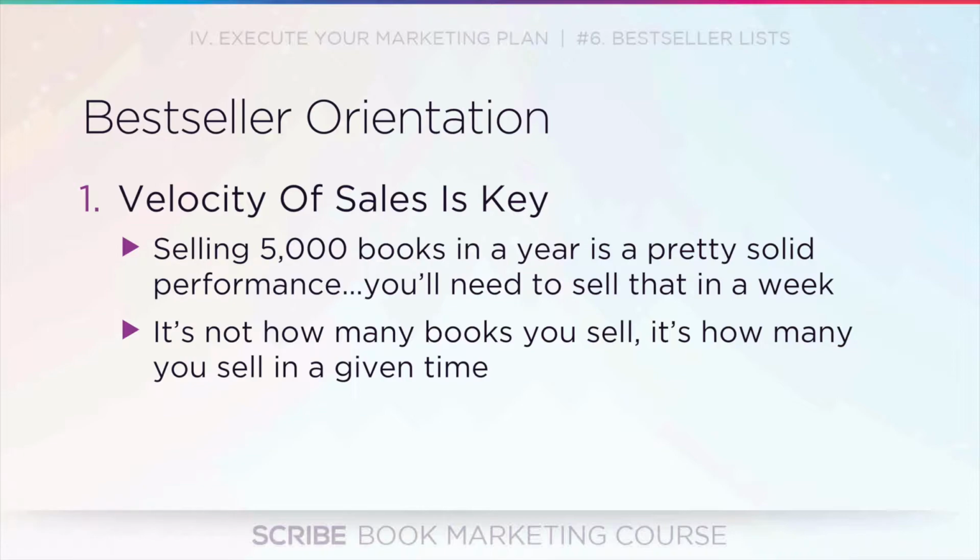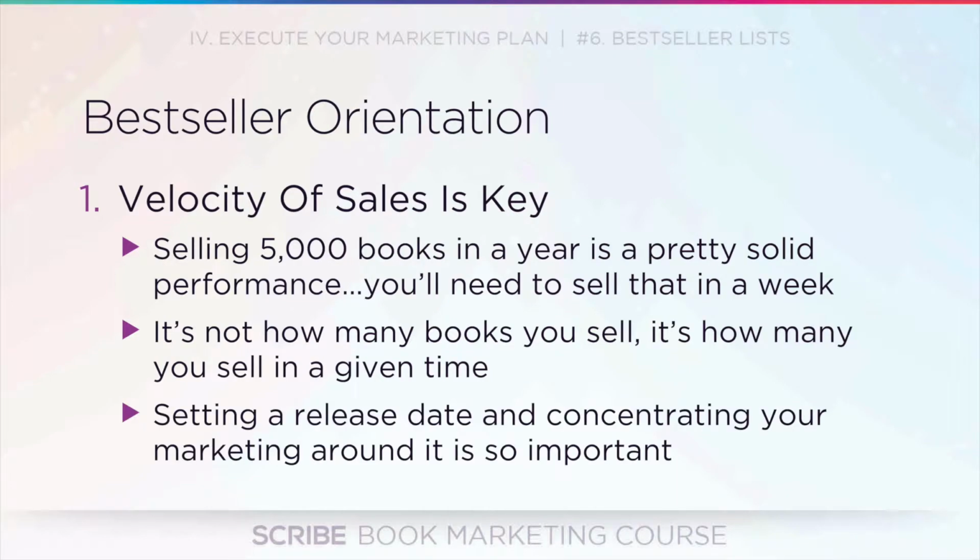Now, the time frame changes depending on the list, but in all cases, the faster the velocity of sales, meaning the more sales in the shorter period of time, the better your chances of hitting the list are. This is why for bestseller lists, setting a release date and concentrating all of your marketing around that release date is so important, right? Because setting a release date creates a manageable, self-contained window to concentrate all your efforts on and to push all the sales through. That creates the velocity of sales.